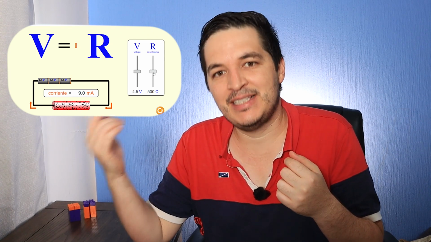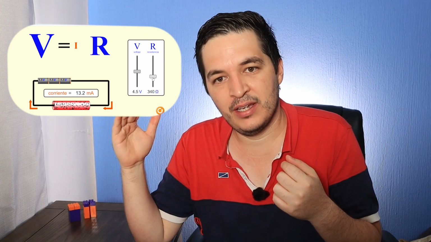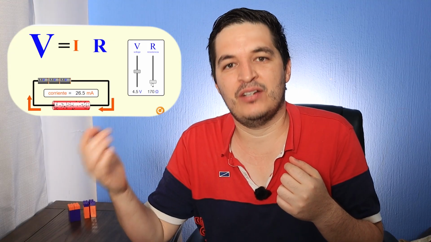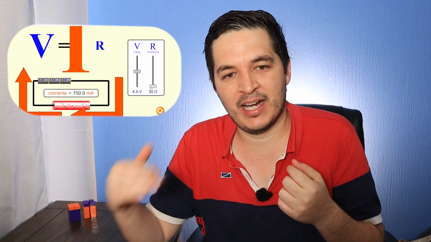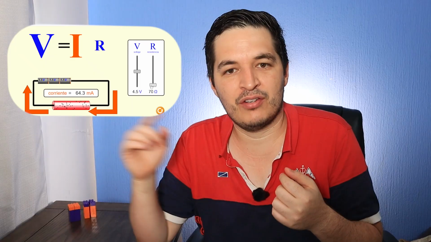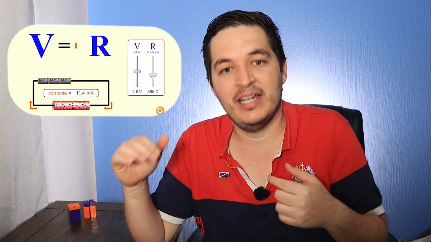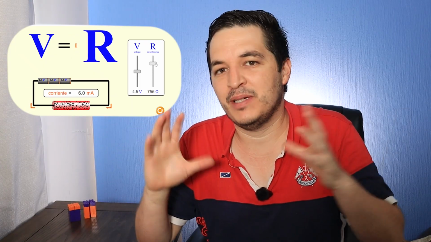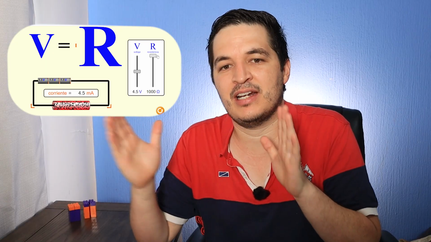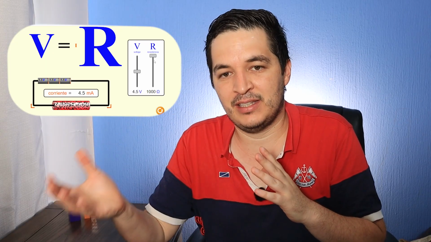However, if the resistance goes up, then what happens to the current? Well, the current has to go down, right? Because if the resistance goes up and the current stays the same, then the voltage would also have to go up. So, basically that is it. It is that you understand the relationship between these three letters.